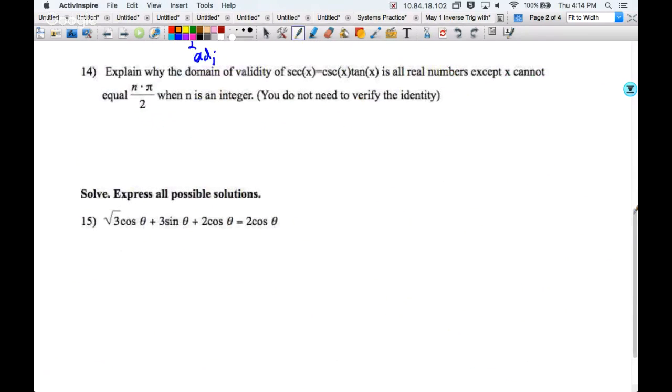All right, so 14, domain of validity here. We want to write these all out as fractions: secant, hypotenuse over adjacent; cosecant, hypotenuse over opposite; tangent, opposite over adjacent. I have both types, adjacent and opposite, in the denominator. And at these angles, these guys become equal to 0. So these equal 0 when theta equals n pi over 2. And we can't divide by 0.